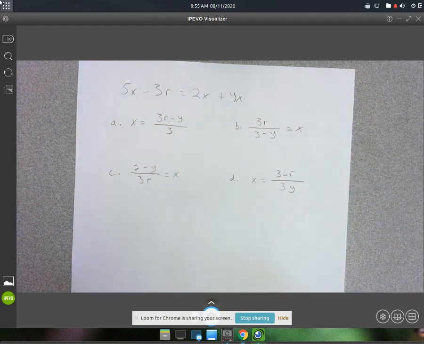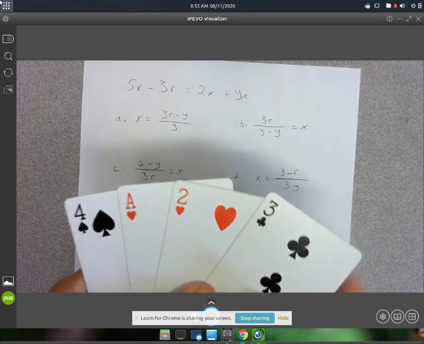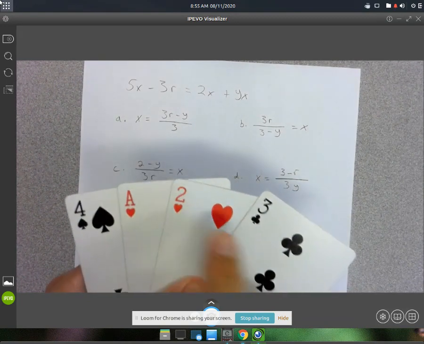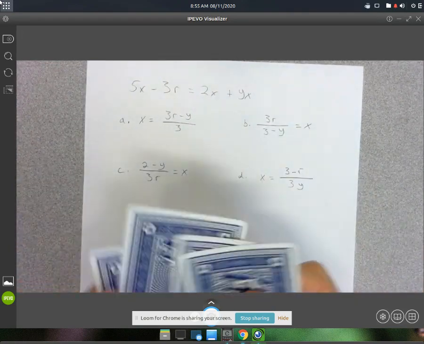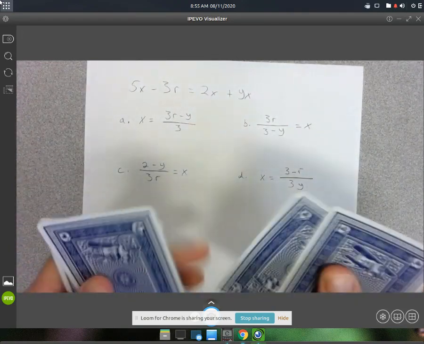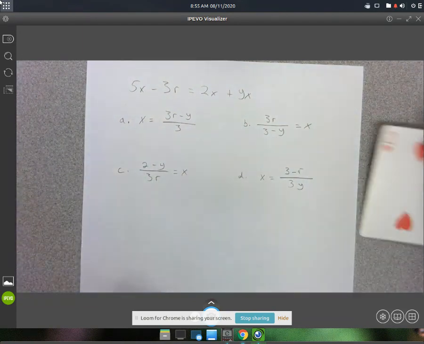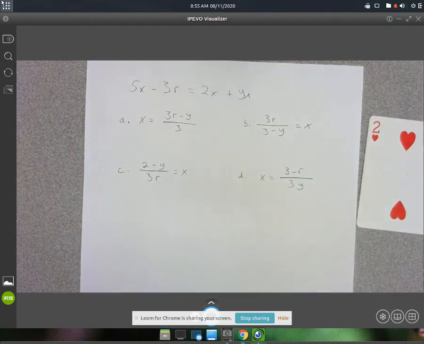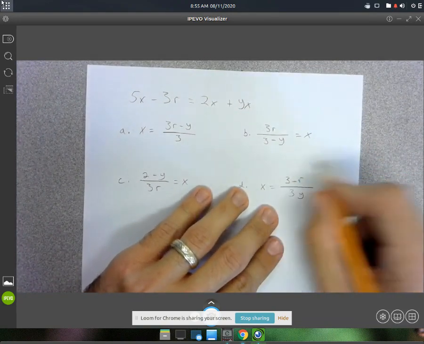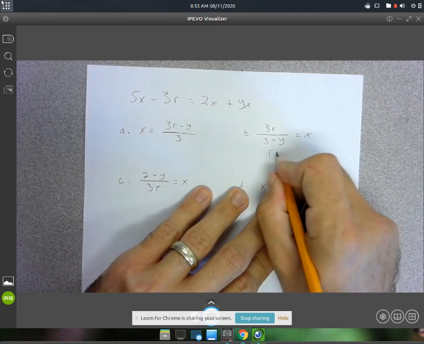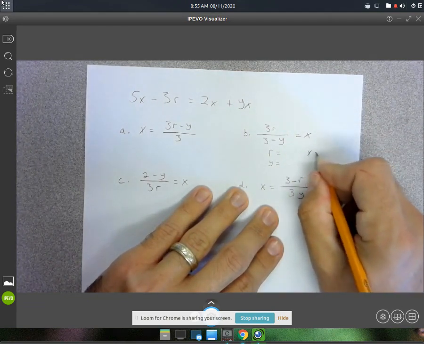Now I know what the answer is, so I'm going to use these four cards here. This will be A, B, C, and D, and I'll just randomly pick one, and we'll choose that letter, and we'll test it. We'll test B first. So we're going to choose some number for r and y, and that's going to tell us what x equals.